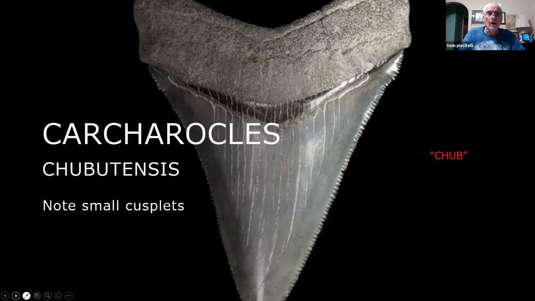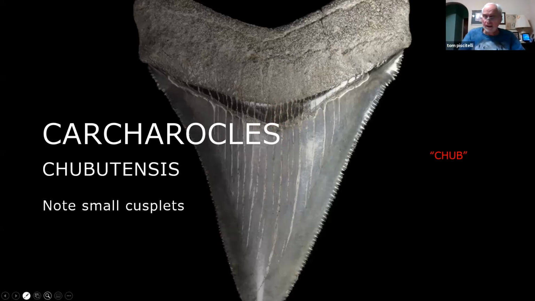Chub is used, you'll see on the very side in red, I've used the term chub. Many fossil hunters, when referring to this tooth, call it a chub. The lingual side view is shown of this tooth. The distinctive area between the root and the crown, which is termed a borlet or chevron, and thank you, Bronwyn, for pointing that out, is shown there.